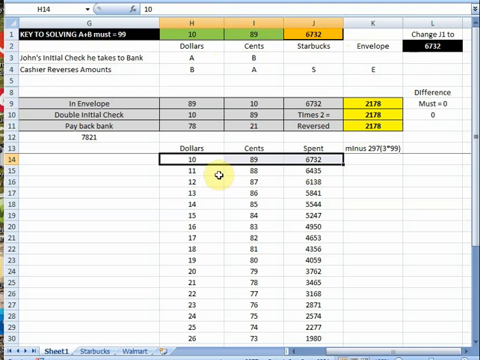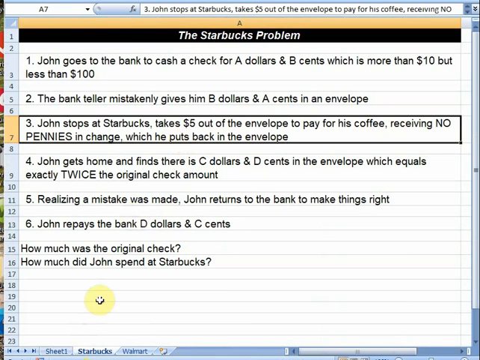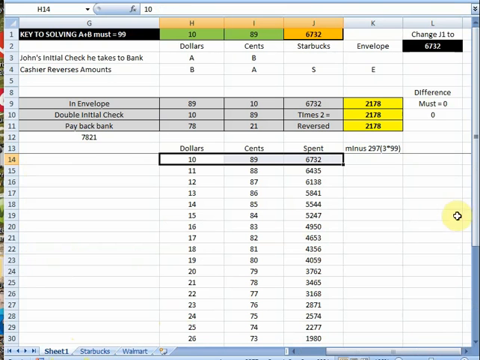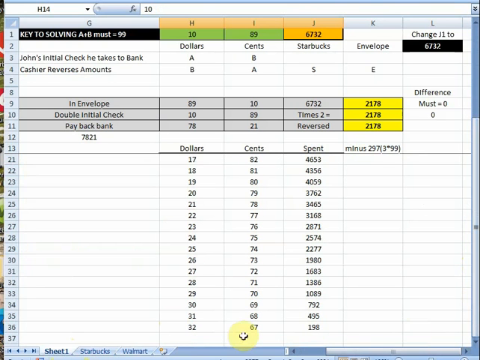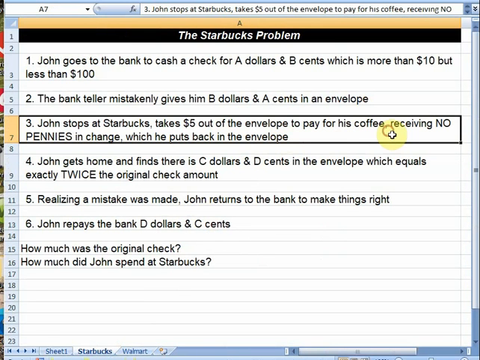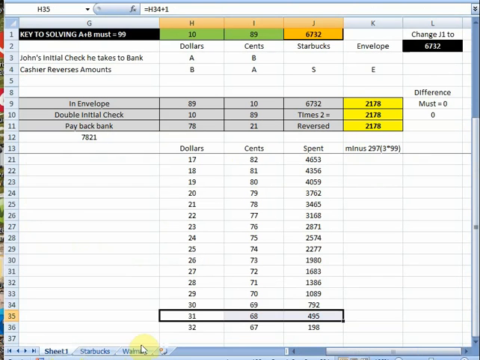And if I change this to 1188 and 64.35, that answer will work. But according to criteria number 3, he takes $5 out of the envelope. So again, this expenditure has to be less than $5. So let's go down here to all the potential answers. The only ones that could possibly work are these last two. 3168 would be a $4.95 expenditure at Starbucks, and 3267 would be a $1.98 expense at Starbucks. But according to our criteria, again, number 3, he receives no pennies in change. So that would rule out the 3267 and the $1.98.